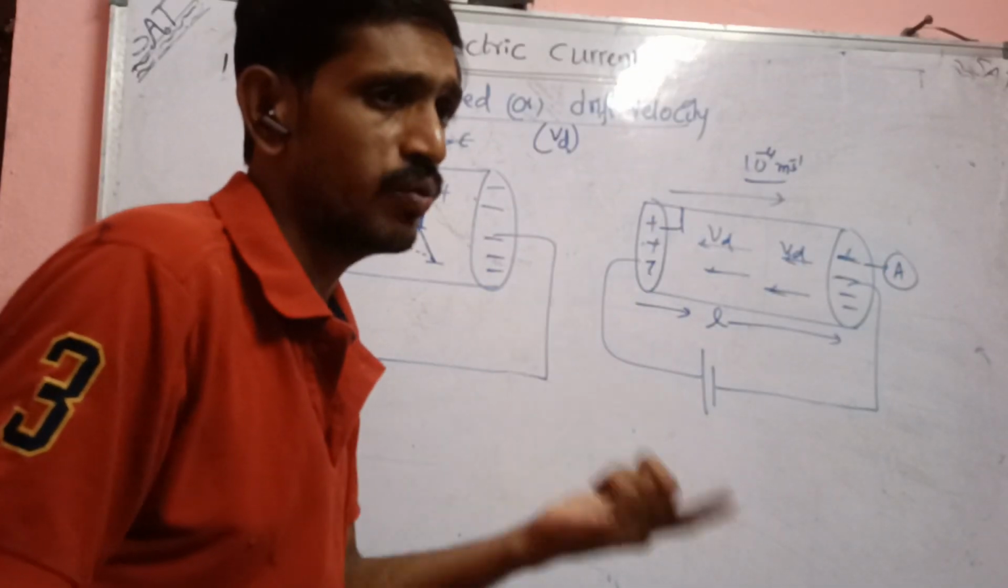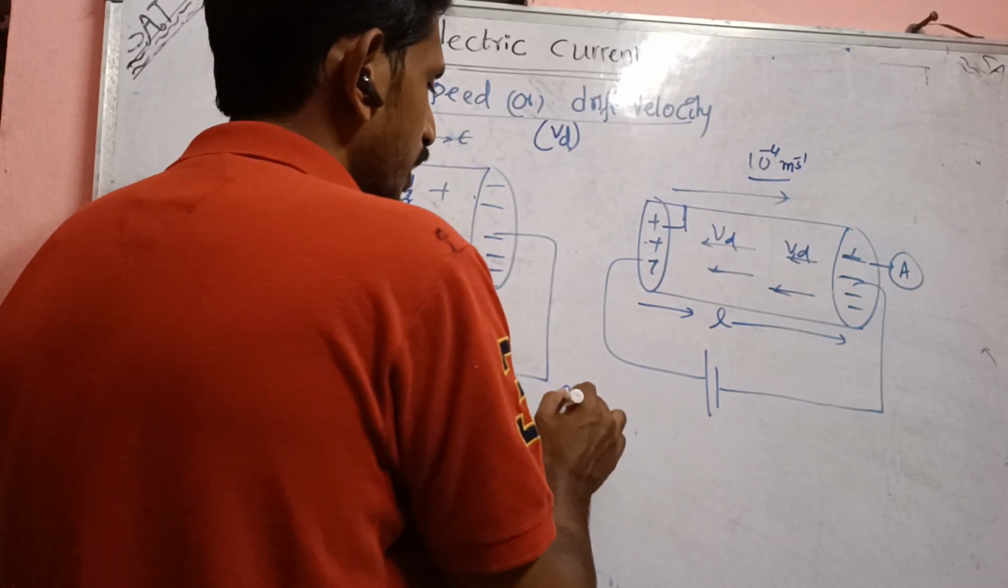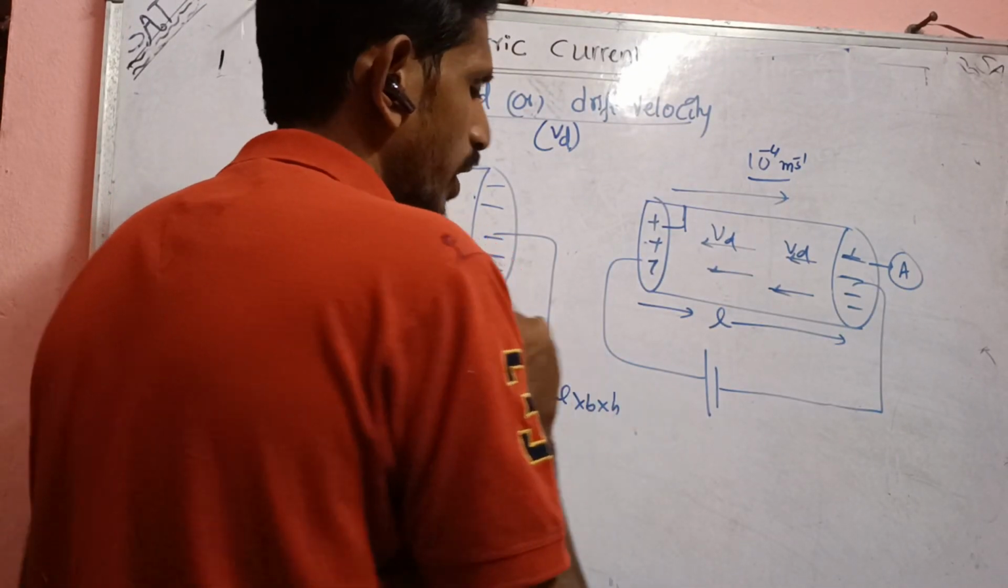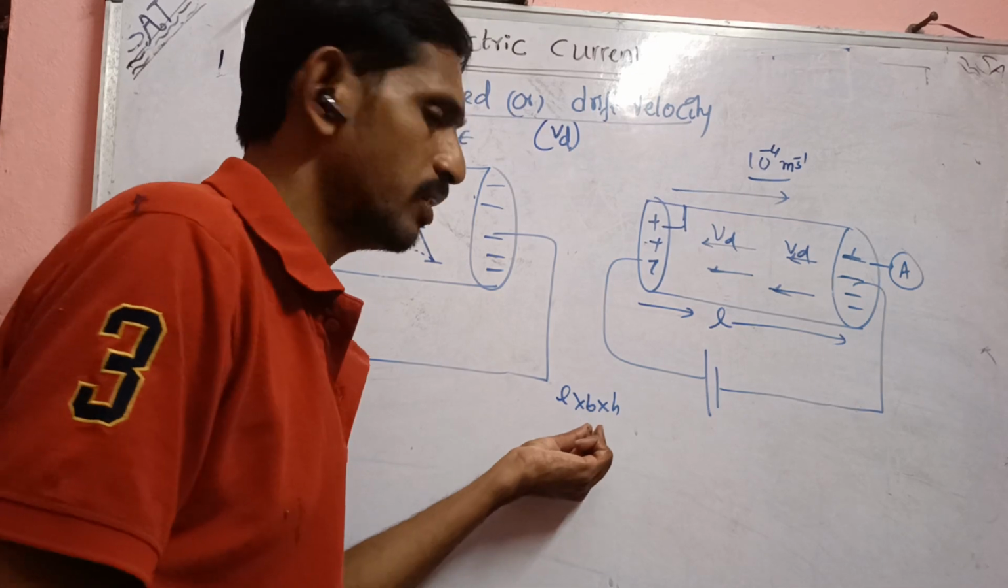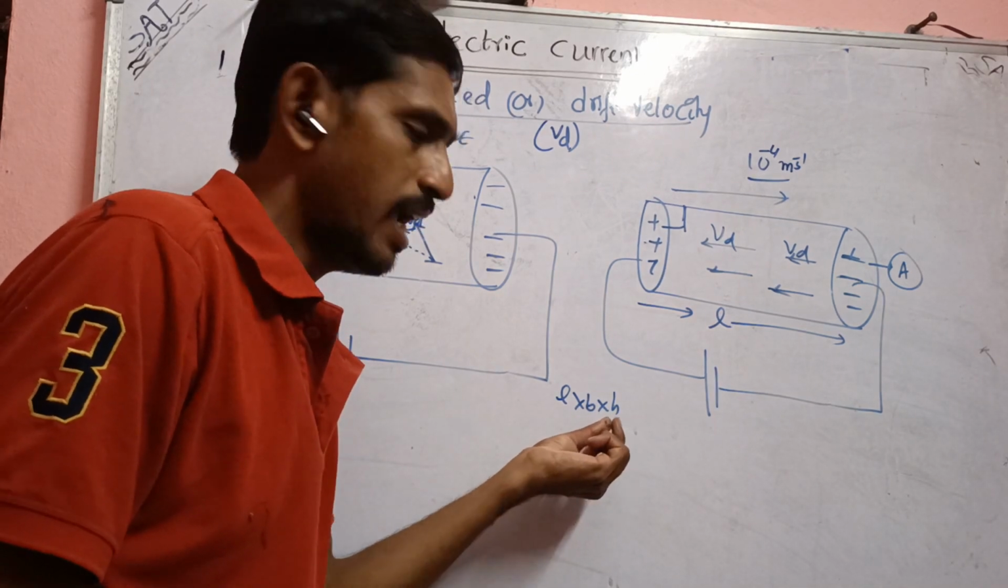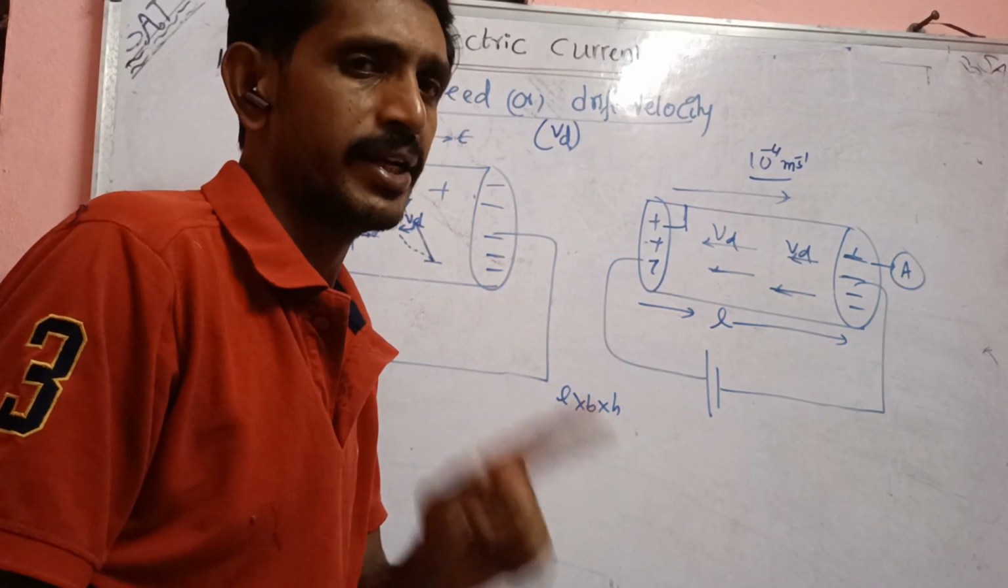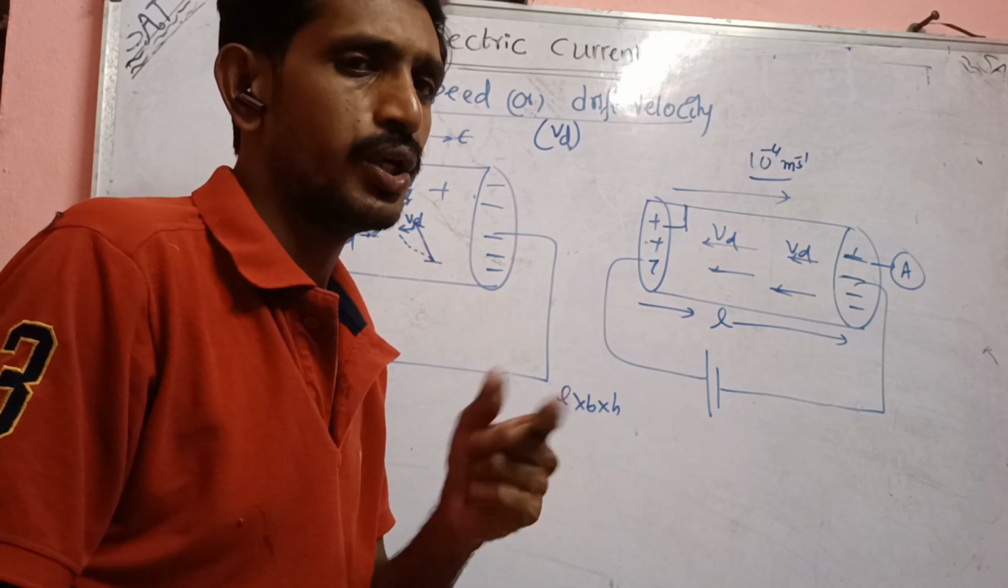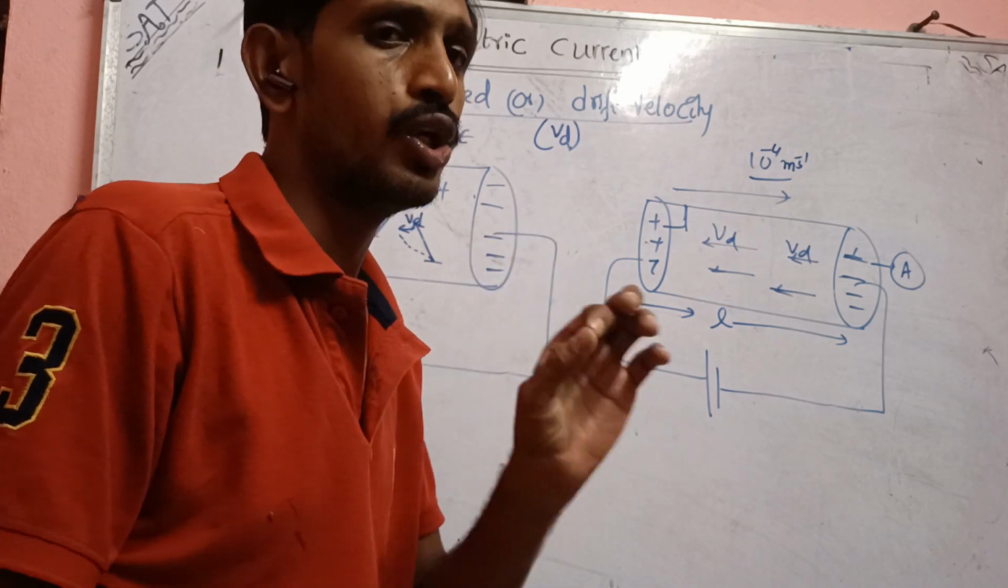What is the unit volume? A volume is nothing but length into breadth into height. Length is 1 meter, breadth is 1 meter, and height is 1 meter. If we multiply, we get 1 meter cube. That is called a unit cube, 1 meter cube. That is a unit volume.